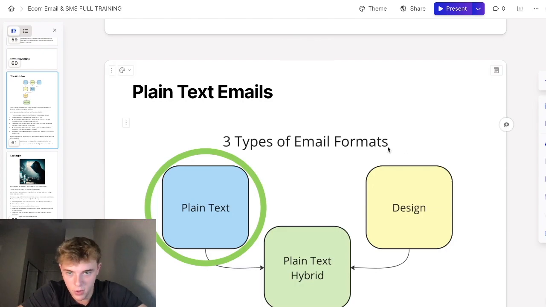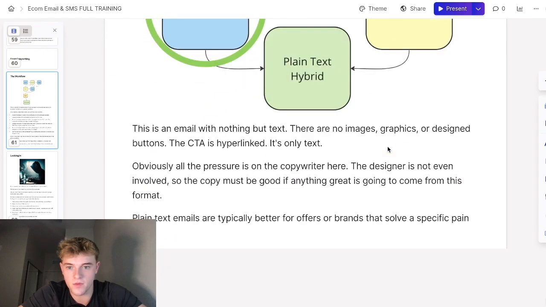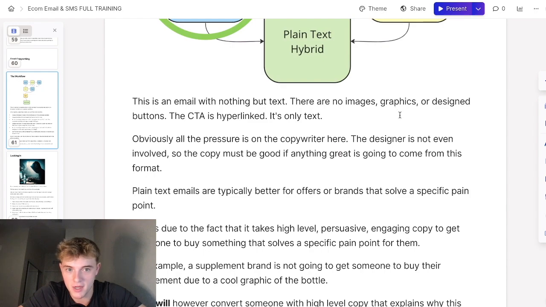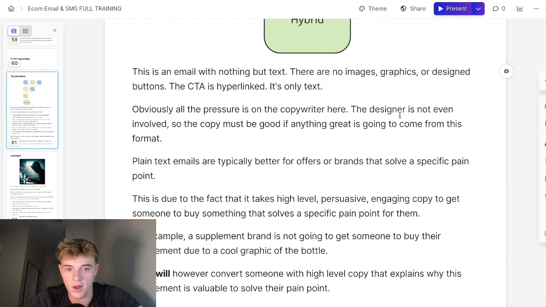So we're going to begin with plain text emails. This is an email with nothing but text. There are no images, no graphics, no design buttons. The CTA is a hyperlink piece of text. It's only text. Obviously, all the pressure is on the copywriter here. The designer is not even involved, so the copy has to be good if anything great is going to come from this format.